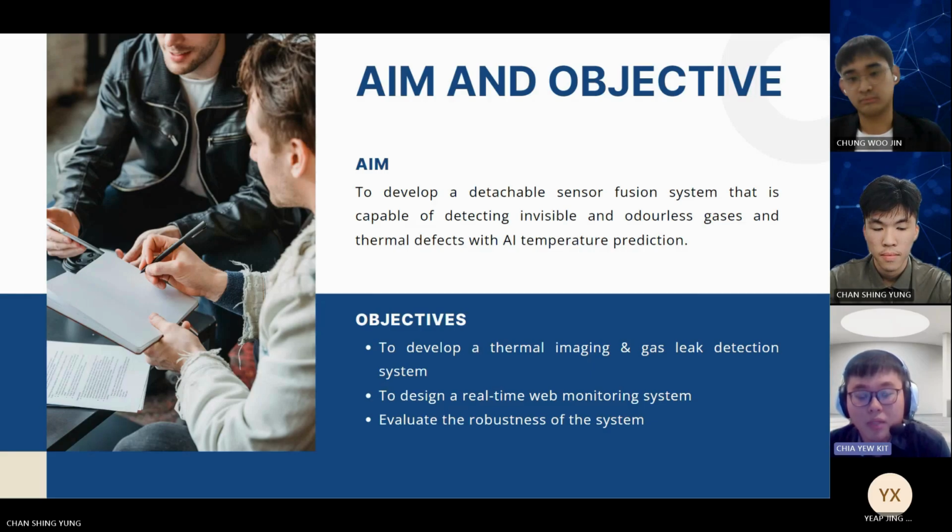The objective of this project to develop a thermal imaging and gas leaks detection system, and also to design a real-time web-based monitoring system has been achieved. And then to evaluate the robustness of the system, we will be showing the results of this project. So moving on, I'll be passing to my teammate for the next one.